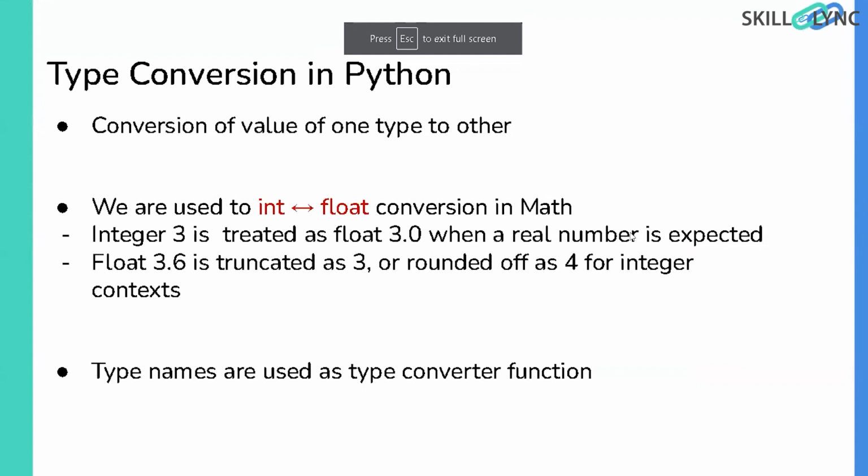Cool. So how do we convert one type to another? By default, we are used to integer to float conversion in mathematics. If we write it simply as 3, we call it an integer. If we write it as 3.0, it is treated as float, right? Whereas if you want to do some truncation, float 3.6 you can write as 3, or you can round it off to 4, right? So these are the basic conversions.